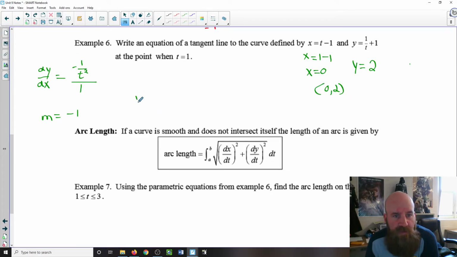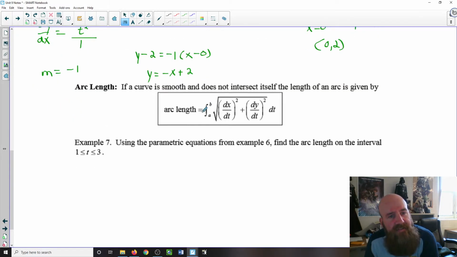Point slope formula. y minus y1 equals slope times x minus x1. There we go. So we can clean this up if you want. You could leave it like that. So we know we get -x plus 2 if we wanted it in slope-intercept form. But again, either one's good.